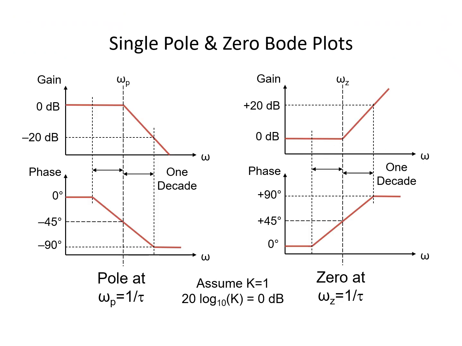Single pole Bode plot. We see here the pole at omega p equal to 1/2. You see here there is the gain, this is the Bode plot, and there is the phase angle.